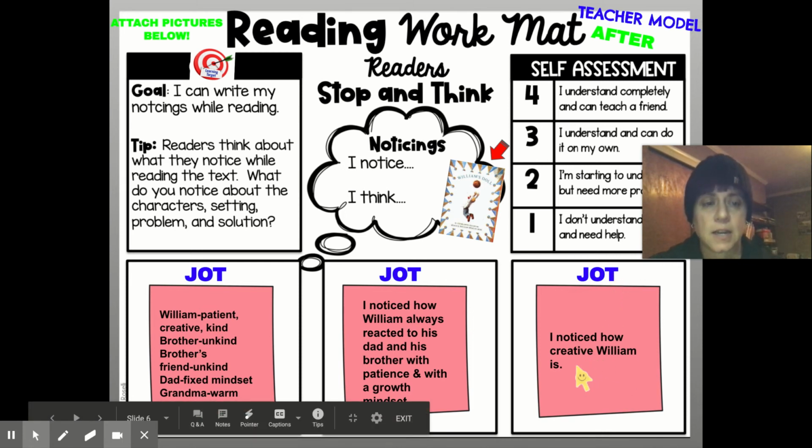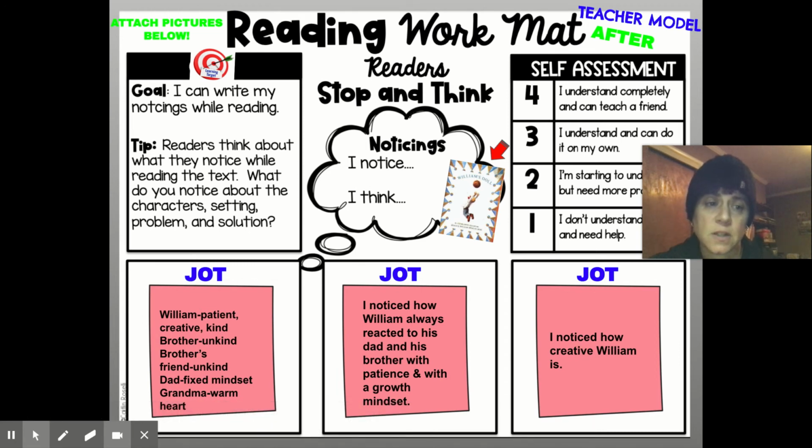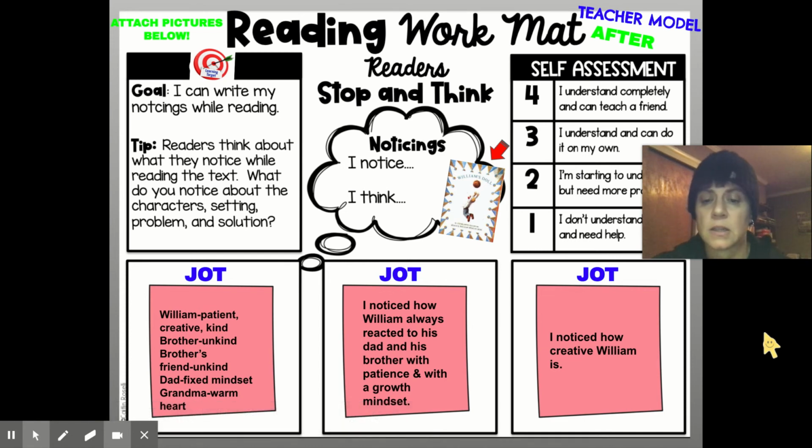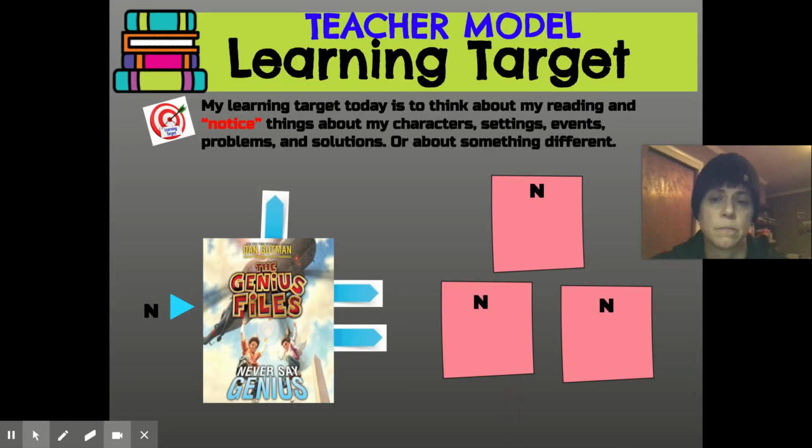The last thing I noticed in William's Doll is how creative William is. So I think about the train and everything that he built, and he did that throughout the entire story. So those are 3 things that I noticed while I was listening to William's Doll.